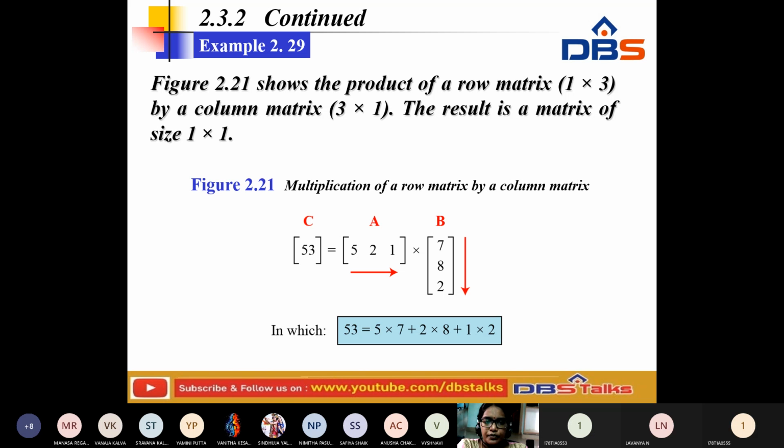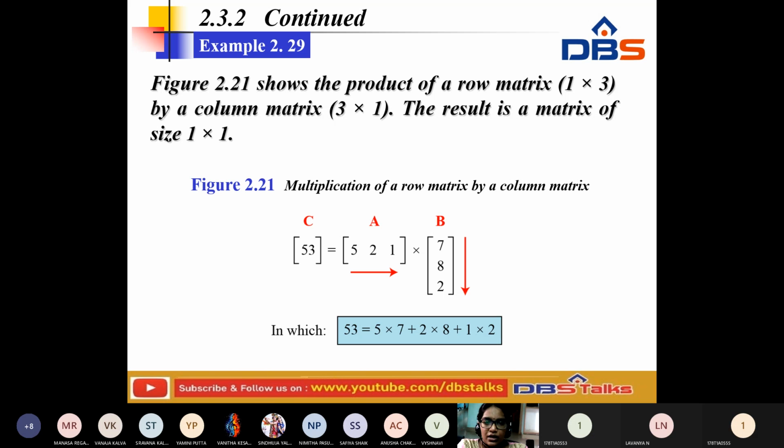So we take this single row. It has one row, and how many columns does it have? 1, 2, 3. So the size of this matrix is 1 by 3. And for this matrix, let us see how many rows it has: first row, second row and third row, 3 rows, but only one column. So the size of this particular matrix is 3 by 1.